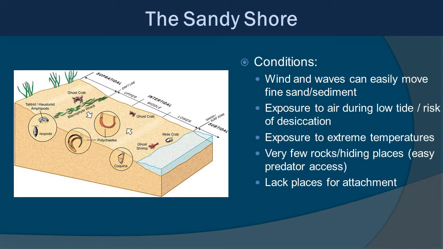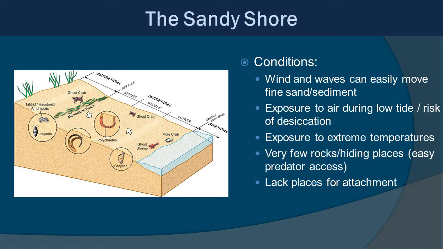The conditions in a sandy shore, again, are unstable. So why is that? We have wind and waves that can easily move sand and sediment all over the place. They can shift it around. You can also be exposed to air during low tide and risk essentially drying out, desiccation. And the exposure to extreme temperatures is a very real threat as well when you're exposed to the air versus water.